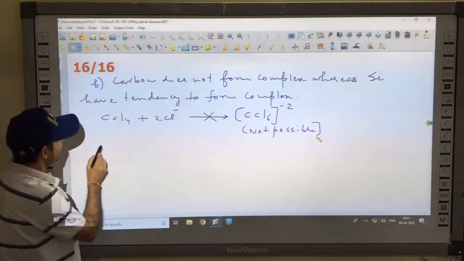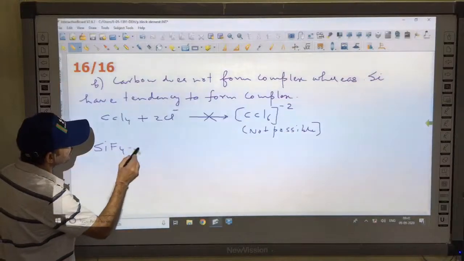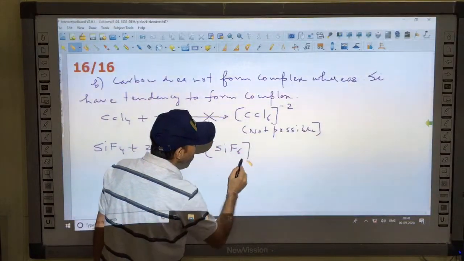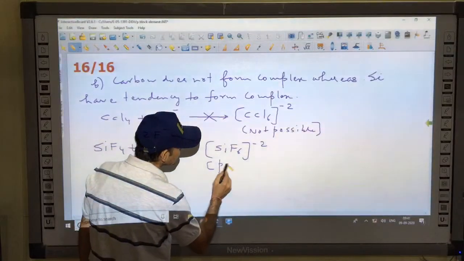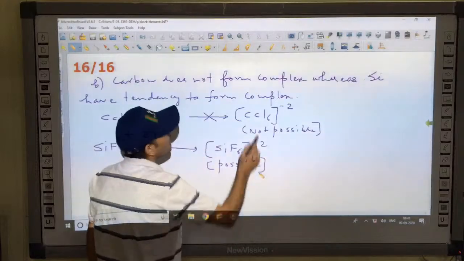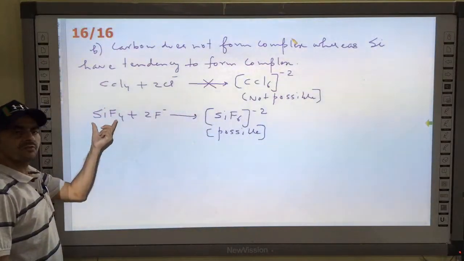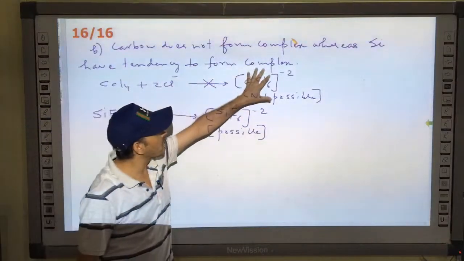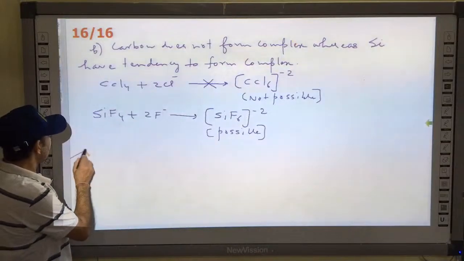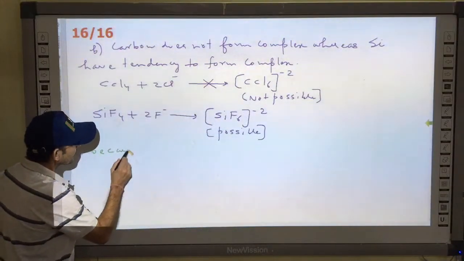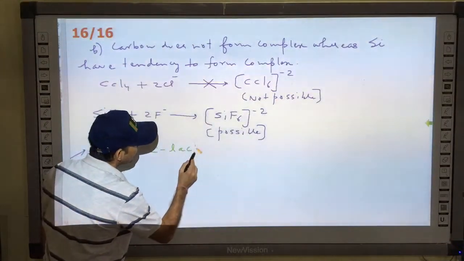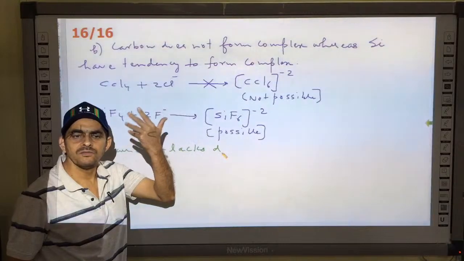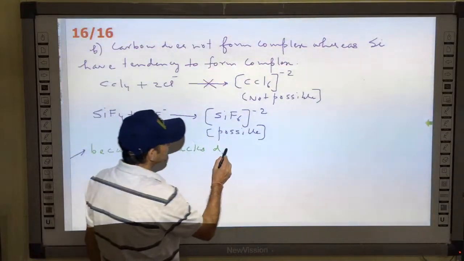Clear? But if I write SiF4 plus 2F negative, then you see silicon gives SiF6 2 minus. This is possible. This compound is formed. Now why has it happened so? What is the reason behind it? You can write SiCl4, 2Cl negative, SiCl6. Still that compound does exist. So carbon does not form complexes, silicon forms complexes. Why? I have just told you, the reason is the same. Because carbon lacks d orbital. Maximum covalency of carbon is 4. It cannot combine with more than 4 atoms. Okay. Carbon lacks d orbital.